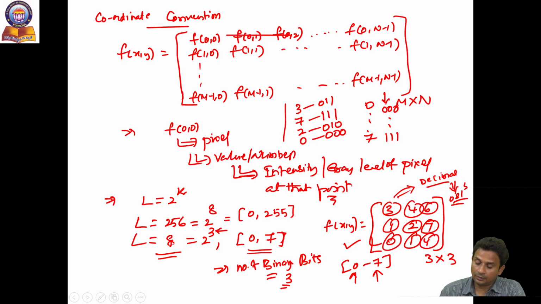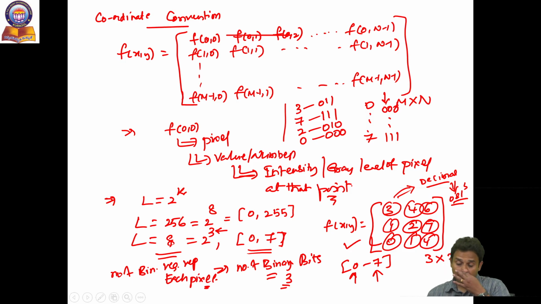So 3 actually represents the number of binary bits required to represent each pixel. Right. So in this case, this image is basically called a 3-bit image. In a 3-bit image, the number of binary bits required to represent each pixel is only 3.